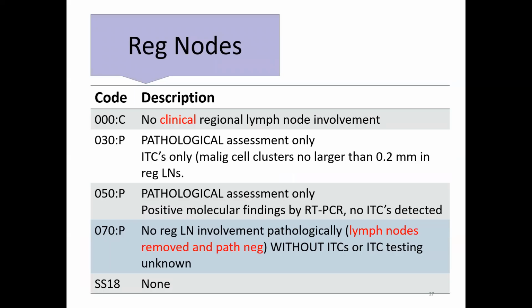Okay, so looking at the table of the codes, I have added a P or a C to show which codes are clinical or path. These are not in the manual, but it's just helpful as you're learning to realize that they're really mixed up. So do not code a path negative node in 000. It goes in 070 if the lymph nodes are removed and they are pathologically negative.